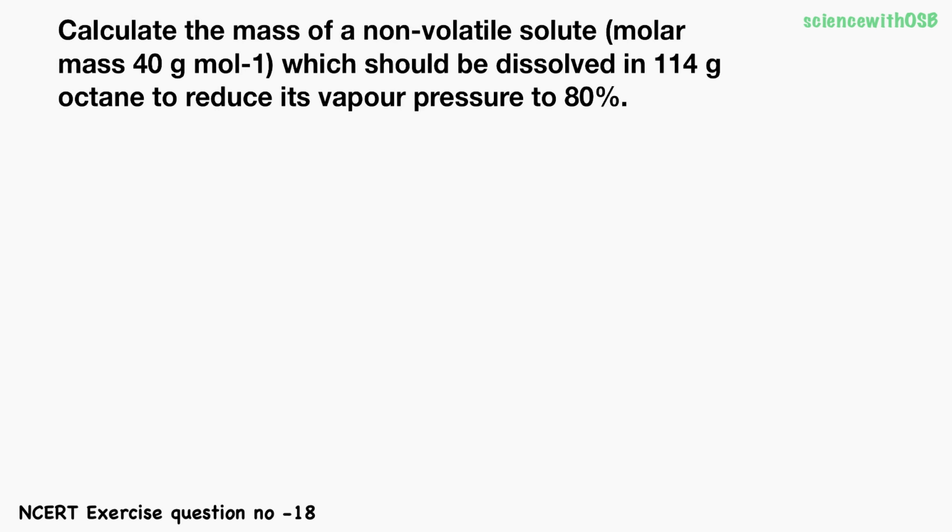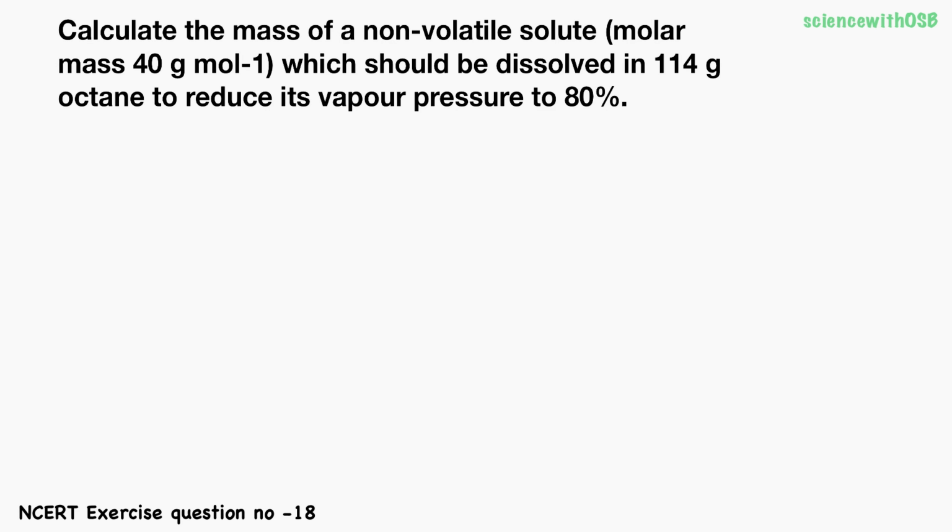For doing this question, you have to understand the context properly. See here, what is the context? We have a solvent. To that solvent, we are adding non-volatile solute so that the vapor pressure is decreasing. And you have to find the mass of the solute added.